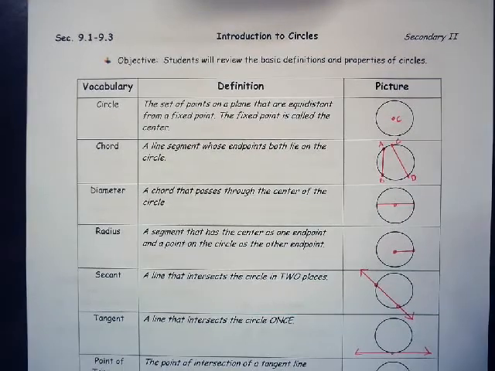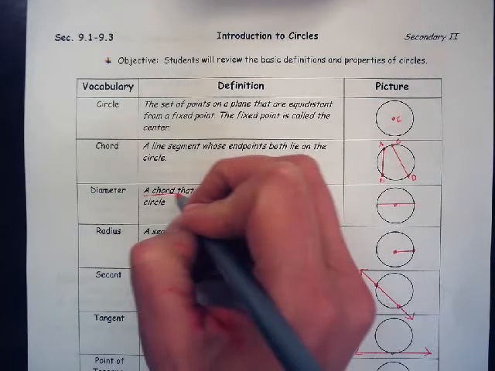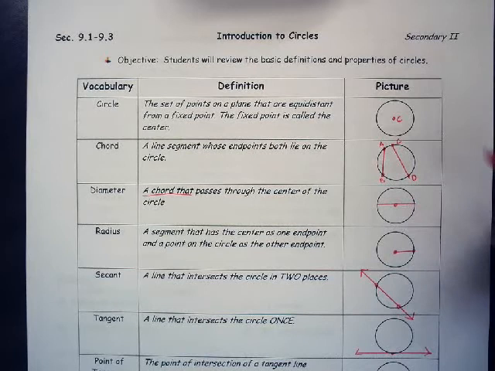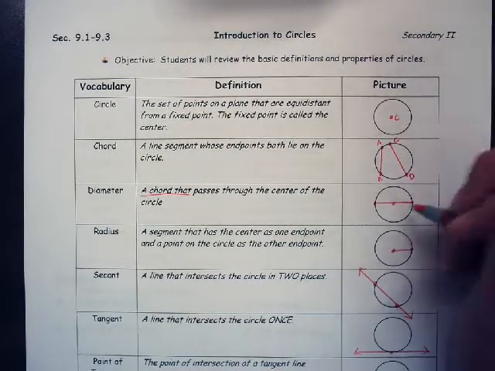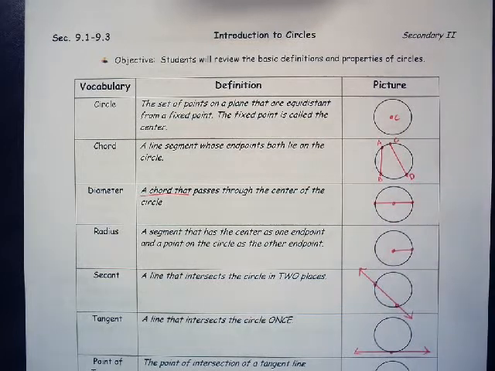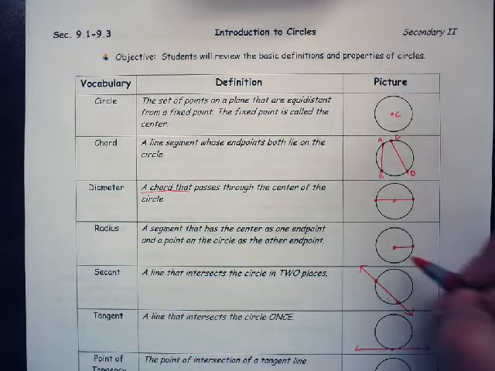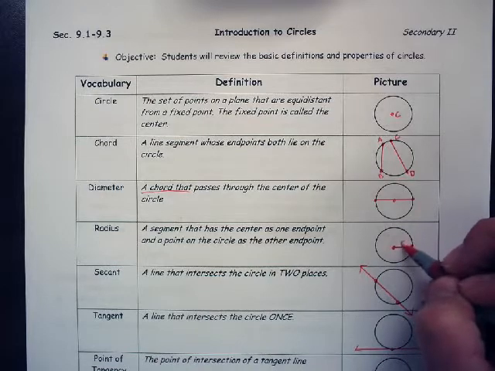Okay, diameter. Now notice diameter says a chord, so it is a chord, but it's a special chord. It passes through the center of the circle. So this chord, the endpoints are both on the circle, but it passes through the center. That's the diameter. Radius is a segment that has the center as one endpoint, so right here, and a point on the circle as the other endpoint. This would be the radius.